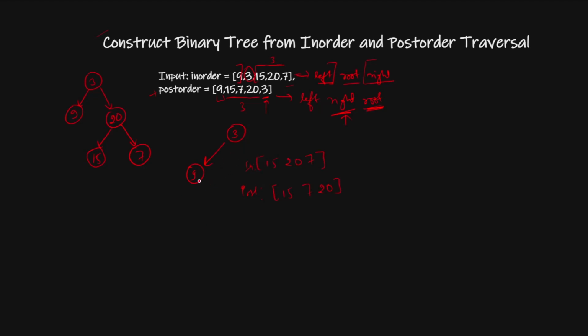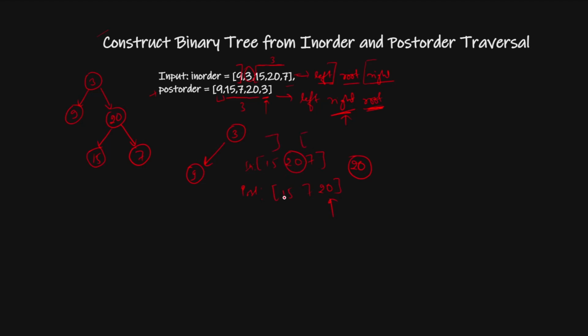Now once my left child is done, I will go to my right. In the right, first of all, what will be my root? My root will be the end of the postorder, so I will create this root. Once my root is created, I will find that root here in the Inorder. So here it is. After finding the root, this will be my left, and this will be my right.